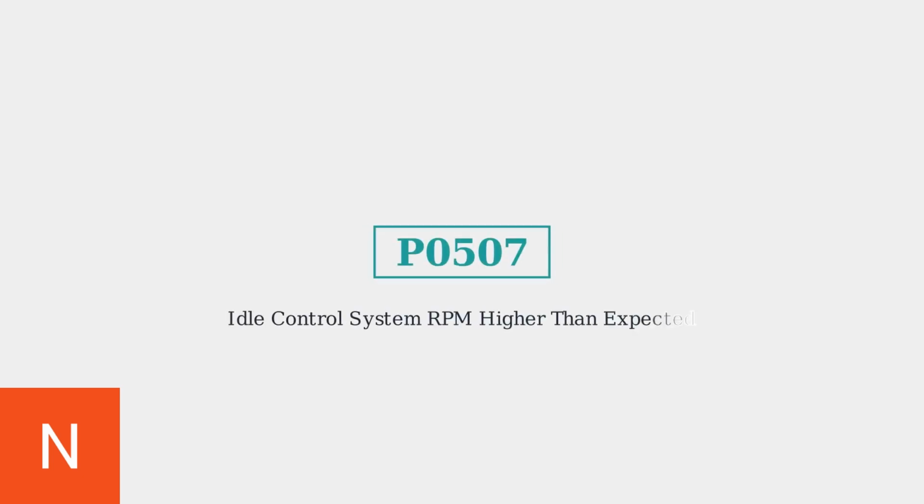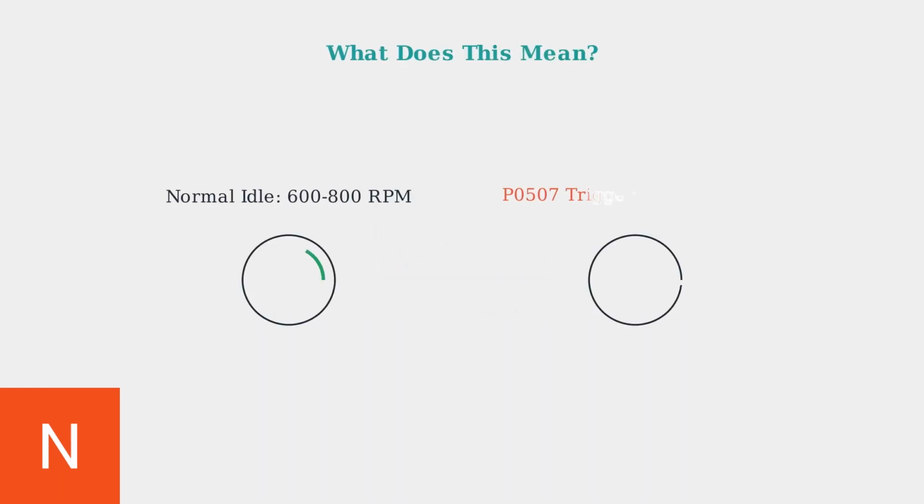The P0507 diagnostic trouble code indicates that your vehicle's engine control module has detected an idle speed that is consistently higher than the predetermined specification. Specifically, this code is triggered when the engine idle speed is typically more than 200 RPM above the normal idle speed. While normal idle is usually between 600 to 800 RPM, P0507 indicates the engine is running faster than it should when you're not accelerating.